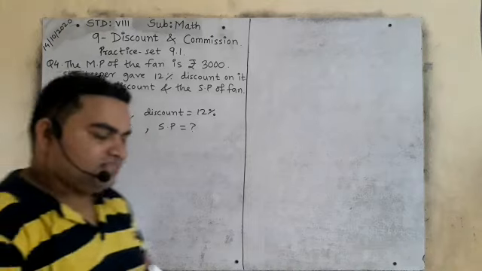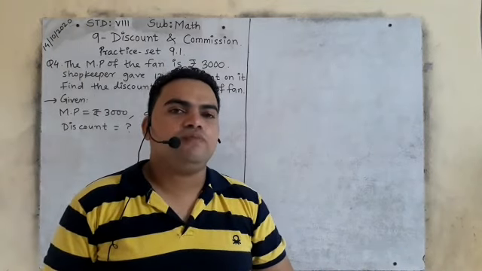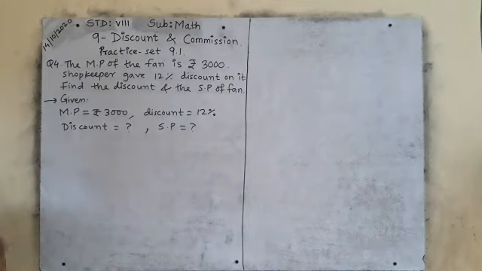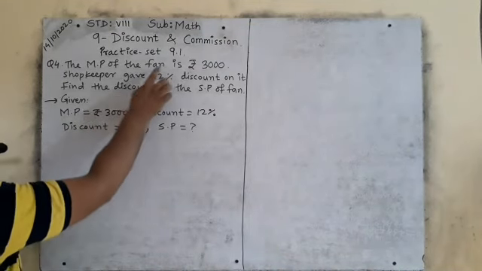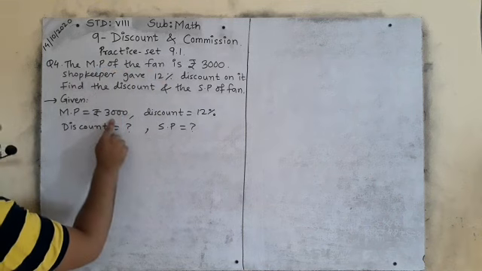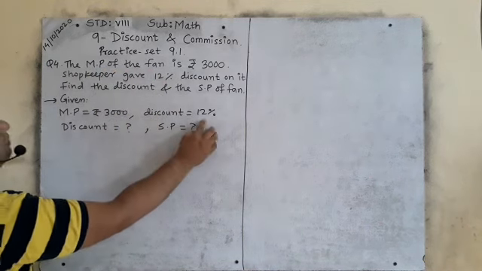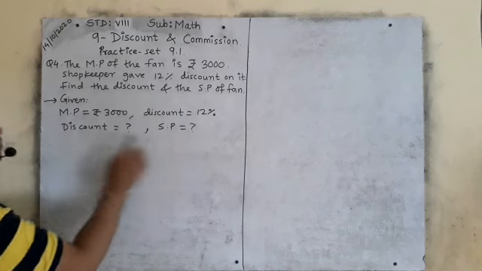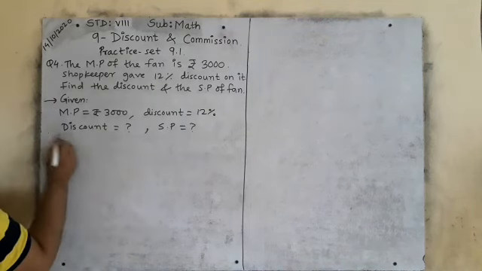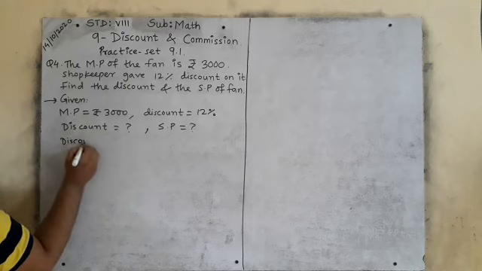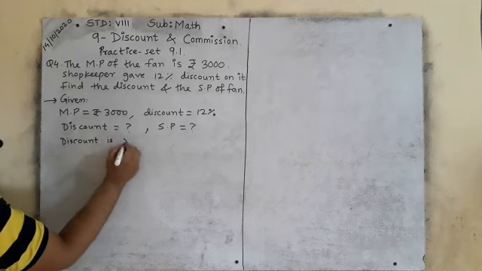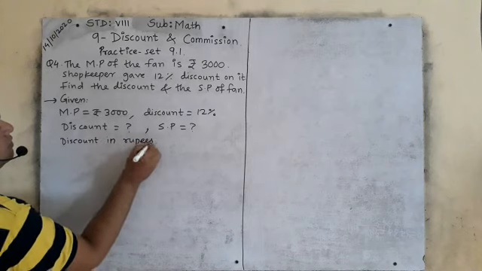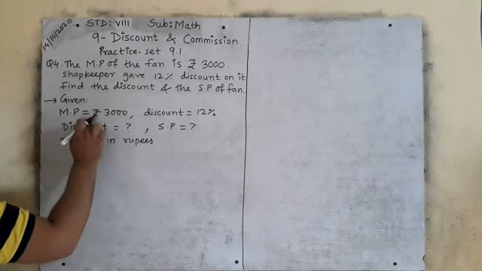So we know the formula, selling price is equal to mark price minus discount, right, in rupees. Now see here, first of all we will write what is given. Mark price is given 3000, discount is given 12%. We have to find discount in rupees and selling price. So first we will find out discount in rupees. How to find discount? We find it on mark price.